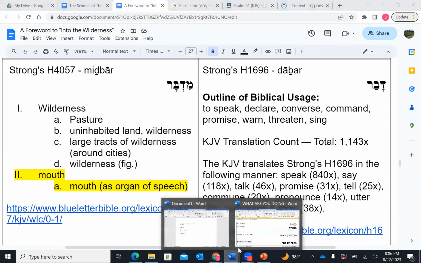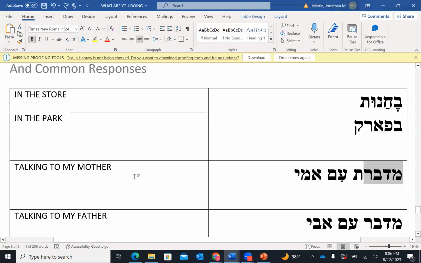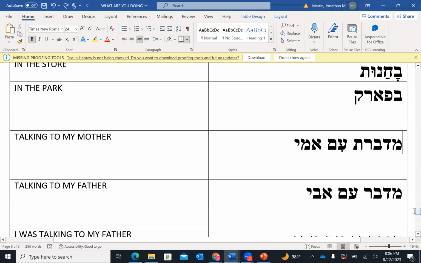So the same is true of this right here. I am talking to my mother. Midibirit imi. So ima is mother, but imi is my mother. Imo is your mother, right? Talking to my father. Midibir im abi. My dad. Talking to my father, talking with my father.